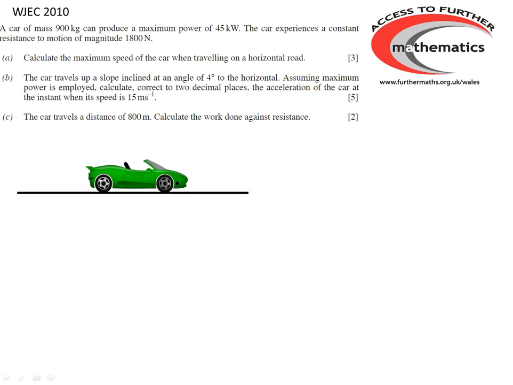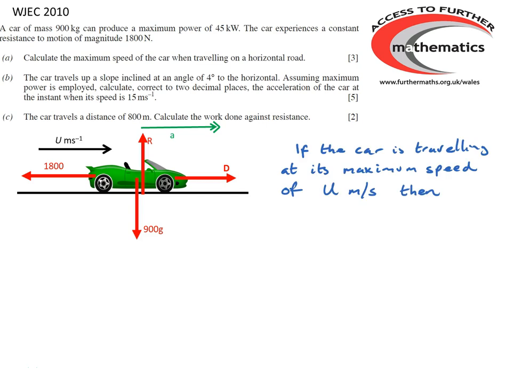So there's our car. We've got the weight of the car, we've got the normal reaction of the ground on the car, which of course would act through the 4 different wheels, but we're showing it just as a single force at the moment. We've got the driving force, and we have the resistive force of 1800 newtons. Now there may be some acceleration, and we know to begin with that we're trying to find out the maximum speed of the car.